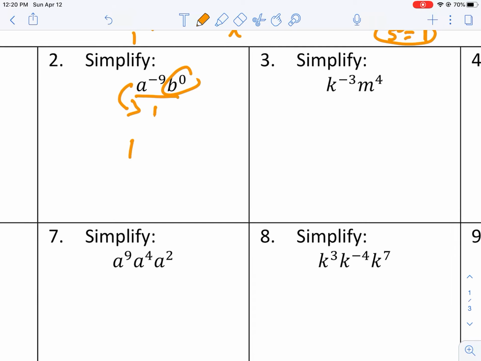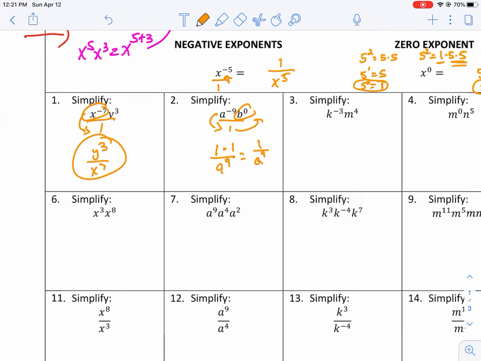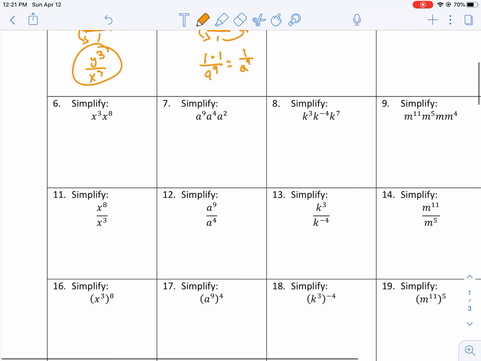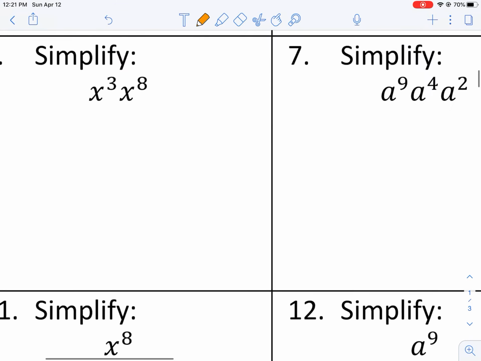Here, the 9 comes down, but b to the 0 power becomes 1. So this becomes 1, because this goes up, times b to the 0 power, which is 1, over a to the 9th. And that's just 1 over a to the 9th power. Pretty simple.